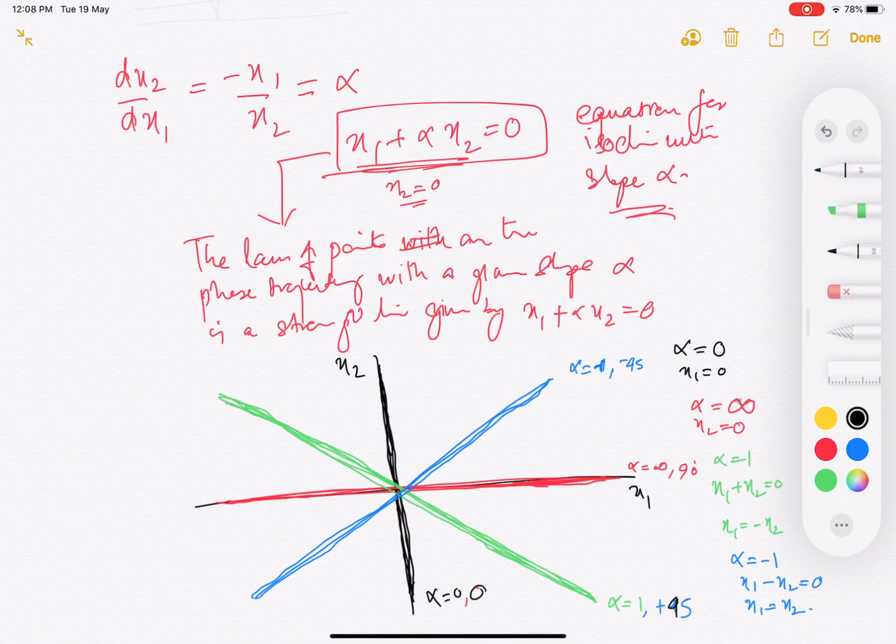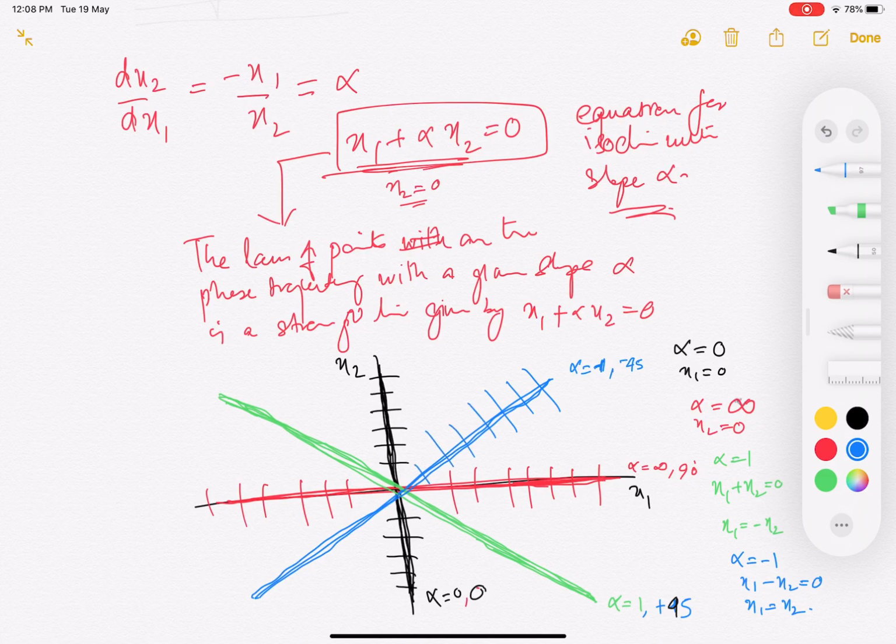So if I want to now plot the field of directions, my phase trajectories should cut this at 0 slope. So they'll cut it like this, right, and they should cut this at 90 degrees slope. So they should cut this line like this, right, and they should cut this with a minus 45 degrees slope. So this is minus 45 degrees, right.